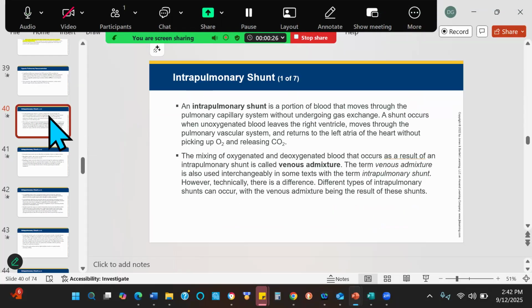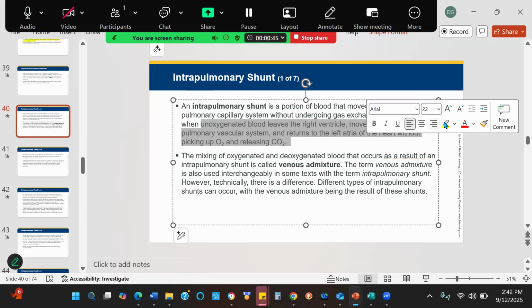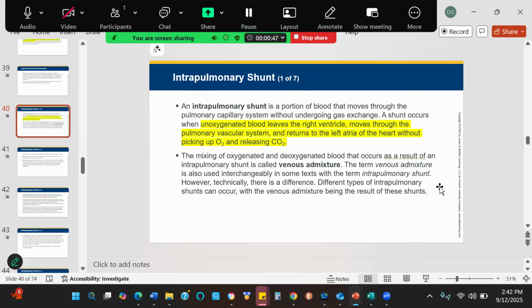And we are at the level of shunt now. So you need to know that the system is not perfect. We all have a certain amount of shunt. That is unoxygenated blood leaving the right ventricle and going through the pulmonary system, returning to the atria without picking up oxygen. Another way of saying this is that the lungs need their own blood supply. They're doing a very important thing, bringing in oxygen, getting carbon dioxide out, but they also need their own blood supply. So there's a certain amount of just sort of normal shunt.